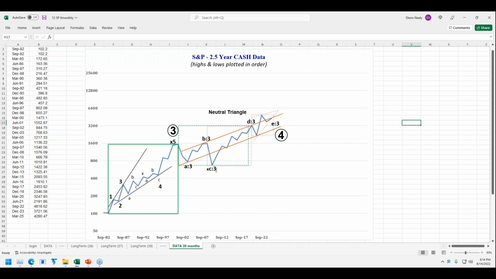So I then had to assume either we were in a neutral triangle, because wave C was bigger than wave A and it was more violent and less time consuming, which is not allowed in flats, but is allowed in neutral triangles, or we were in an expanding triangle, which would have created the need for wave E to be the longest wave, and that has never happened. So all the evidence indicates we're in a neutral triangle where wave C is the biggest.